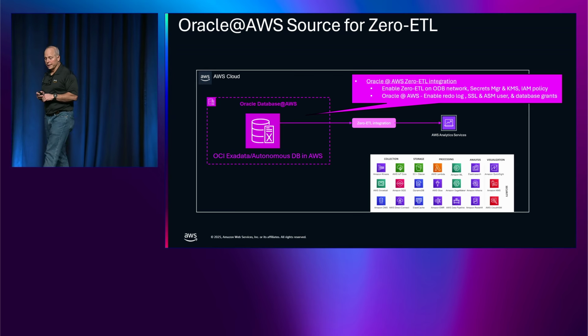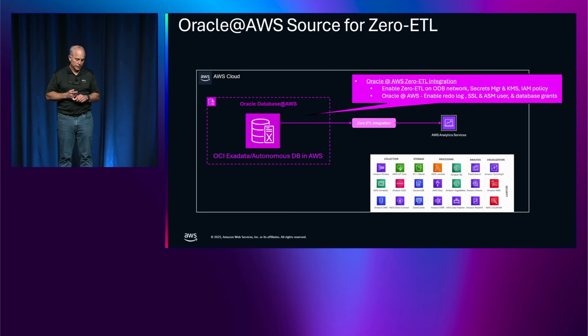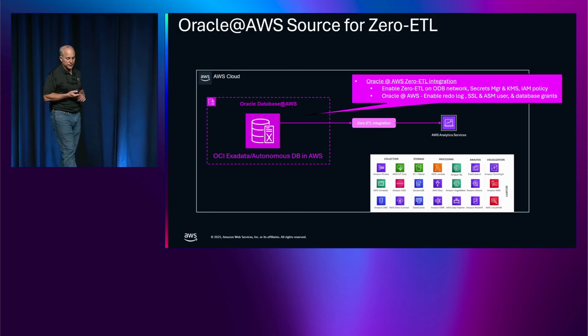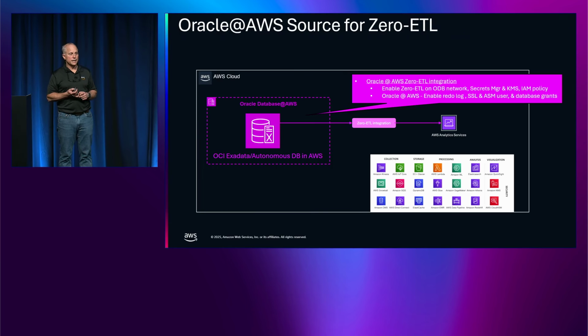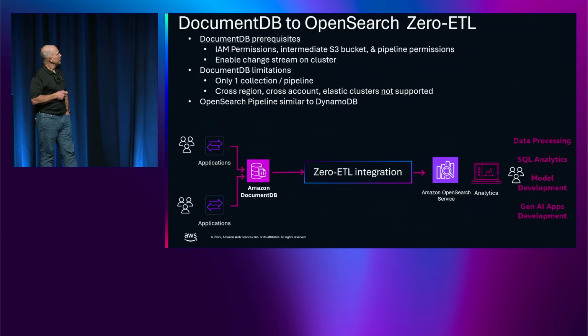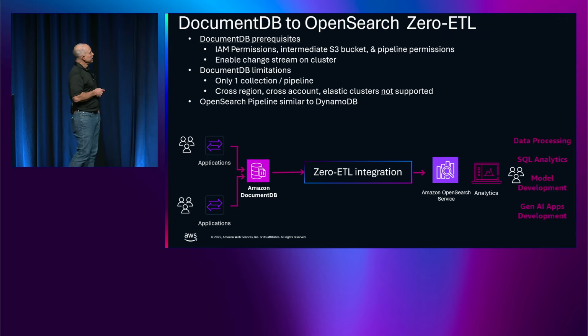Some of the things that you'll need to do for that: you'll need to enable zero ETL on your ODB network. The Secrets Manager, KMS, and IAM policies will all need to be done. And then on your Oracle at AWS, you'll need to enable the redo log to be able to capture those changes. And then you'll need the SSL, ASM user name and password grants to allow the access to that. All right, that covers Oracle at AWS. I've got one customer that's moving into production on that shortly, but that is a relatively new thing.